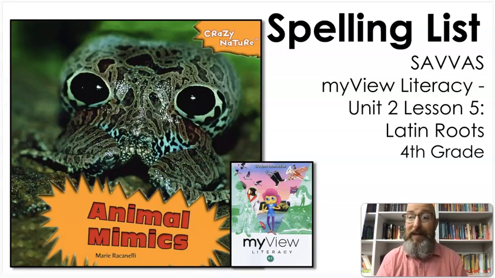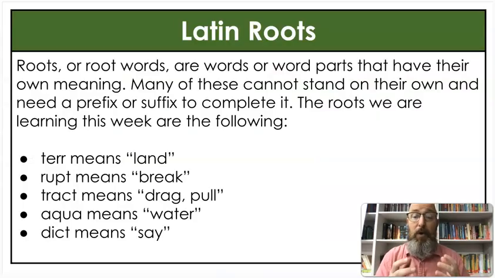This week, we are in MyView Literacy, Unit 2, Lesson 5. Our story is Animal Mimics, and our skill for the week in spelling is Latin roots. Last week we did Greek roots, so this week we're moving on to Latin roots. Roots, as we said then, or root words, are words or word parts that have their own meaning. Many of these cannot stand on their own, and they need a prefix or suffix to complete them.